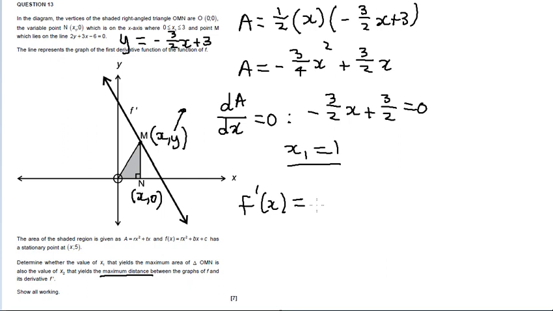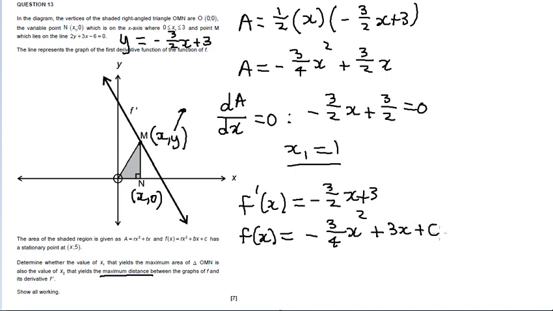That's given as negative 3 over 2x plus 3. And in order to get the equation of f of x, we simply integrate the equation of f prime of x. So we can do reverse differentiation. We're going to get minus 3 over 4 x squared plus 3x plus some value c.